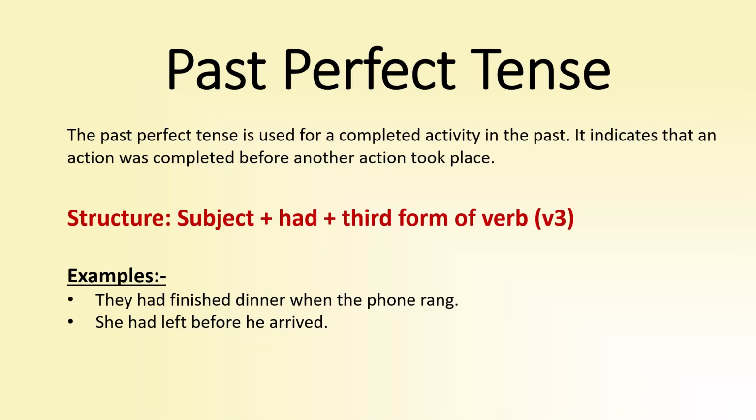Now, past perfect tense. Past perfect tense is used for a completed activity in the past. It indicates that the action was completed before another action took place. Okay, see, if it is a number line here, and this is the past. It is used to describe this event before another event takes place. There are two events and it is used to describe this event, which has completed before this event took place. Okay. Now the syntax.